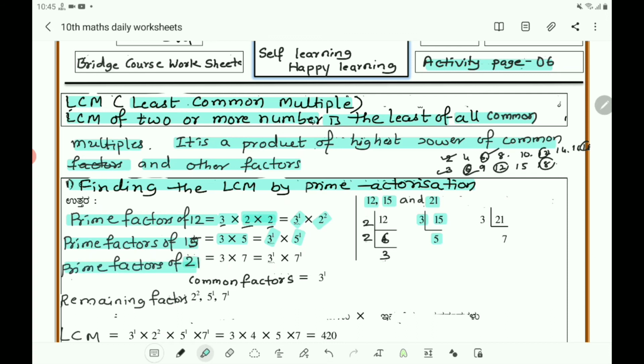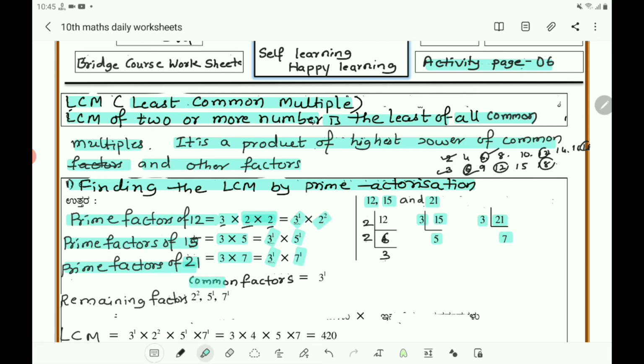Next you take 21. Prime factors of 21. It is not divisible by 2, so divide it by 3. 3 sevens are 21. The factors are 3 and 7, 3 into 7. 3 one time, 3 power 1. 7 one time, 7 power 1.